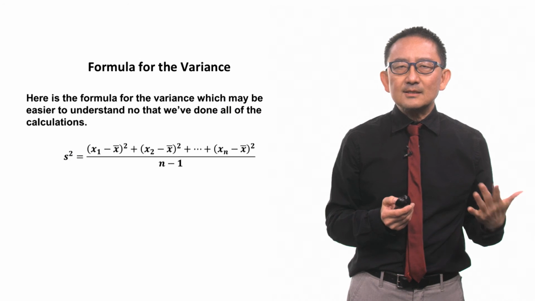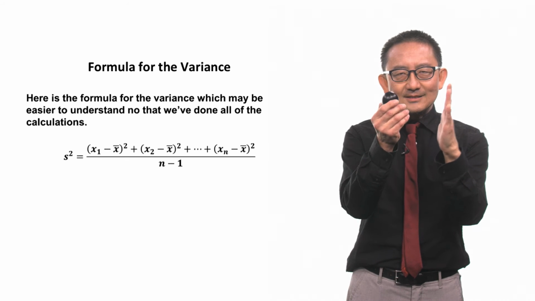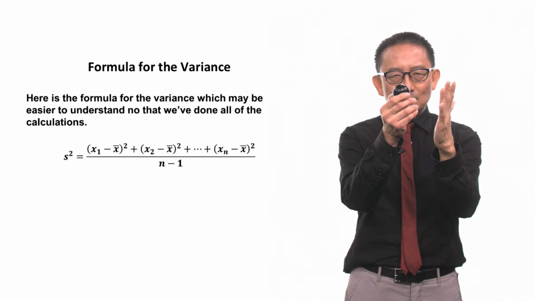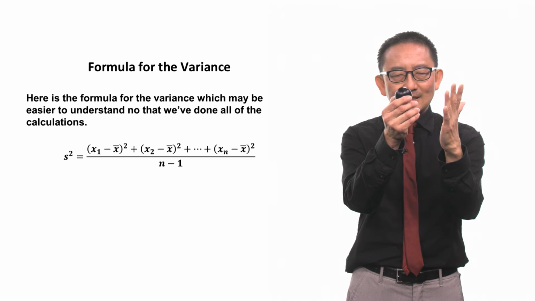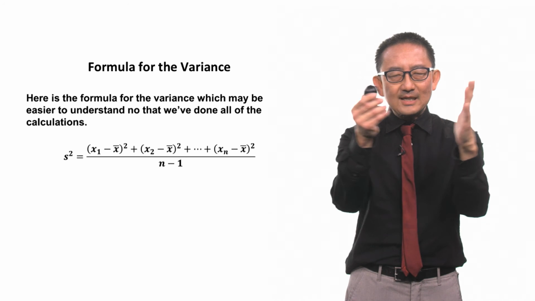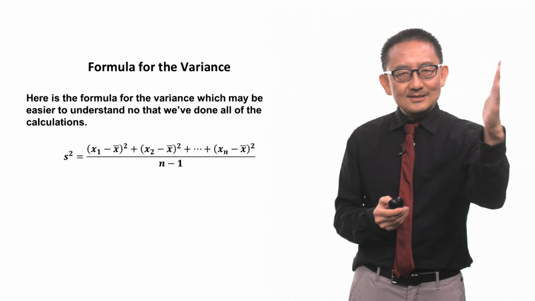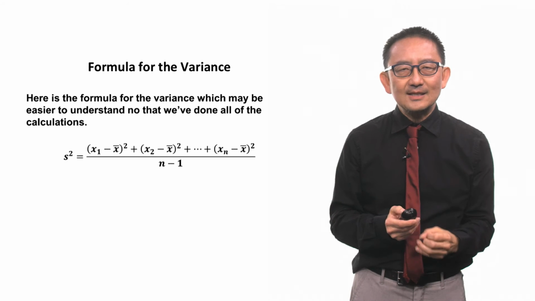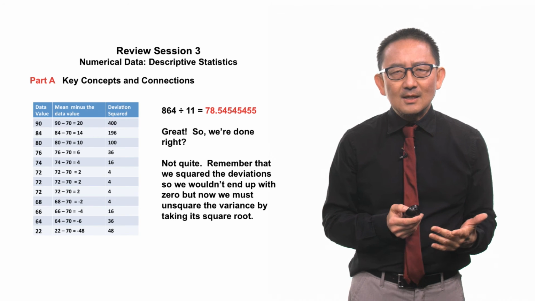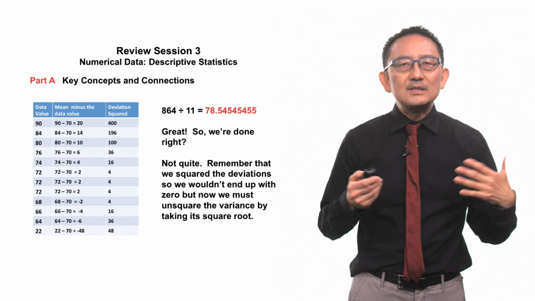And here is the formula for the variance. Maybe by looking at it now, the different pieces of it may fall together, because again, we're subtracting the mean from each of the individual data values, squaring them, and then dividing by n minus 1. That is what we did just now, but the formula indicates the steps that we just conducted. So we have a number now. Great, right? So we're done.